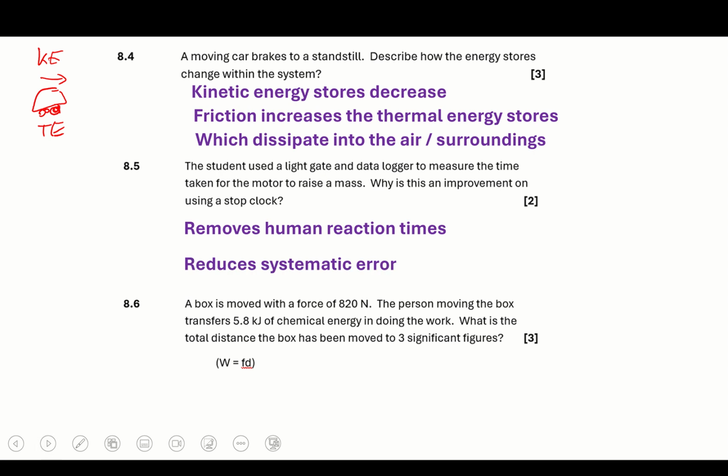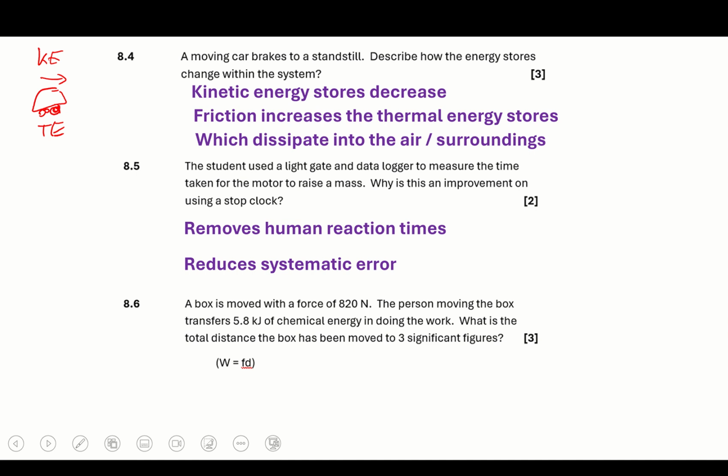And the next part is this reduces systematic error. Systematic error is error that's built into the method. And then random errors are just things due to different temperatures on the day and things like that. So we've made an improvement in the method, so it reduces systematic error.